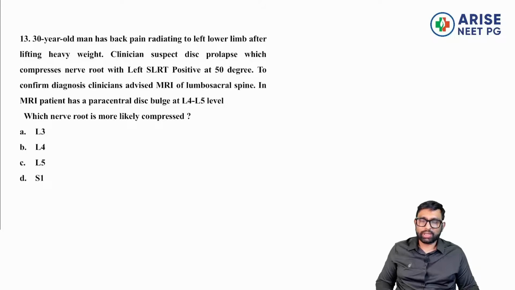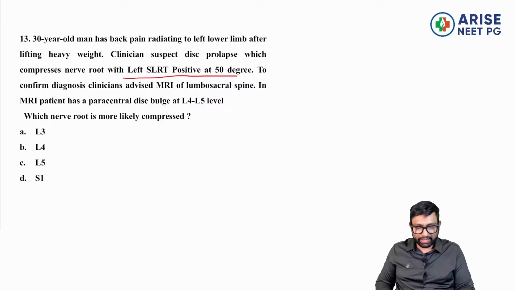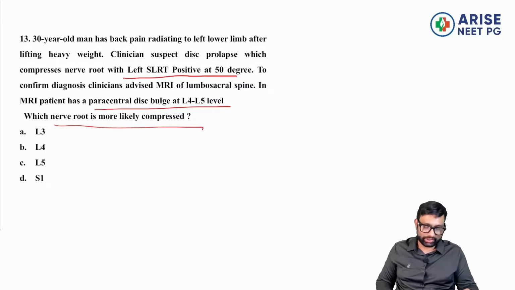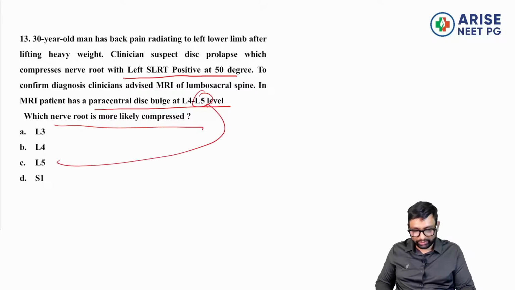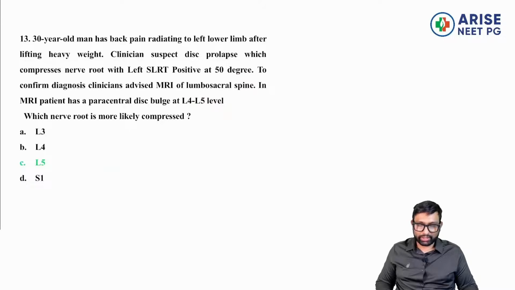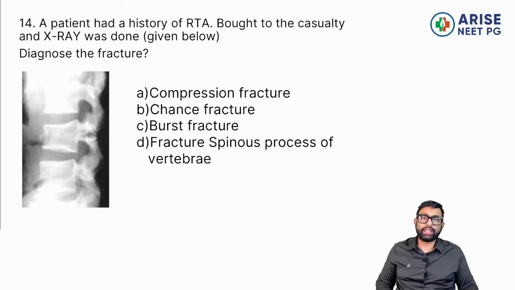Another question here, same scenario given, they've written left SLRT is positive, meaning left radiculopathy is there. Patient has a paracentral disc at L4 L5. What nerve root is more commonly affected? We know this. L5 is commonly affected. So the answer is L5 here. Okay. So that is the 13th question.